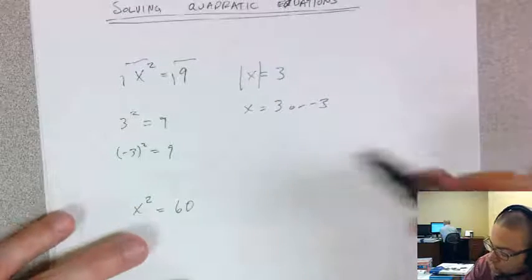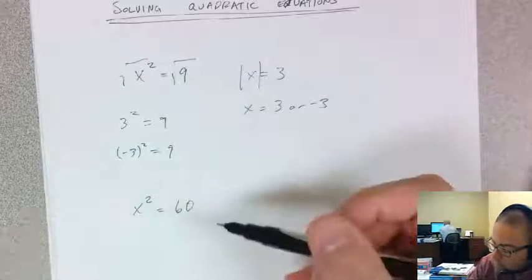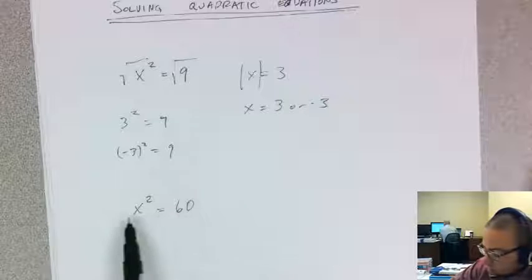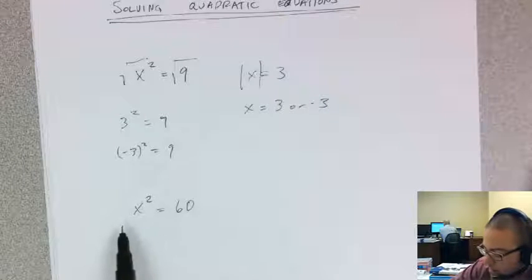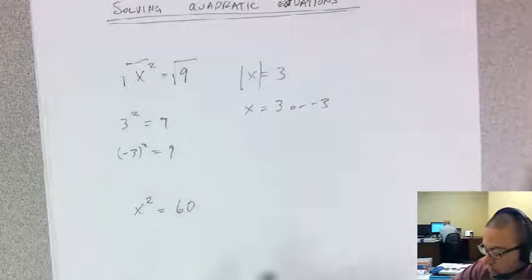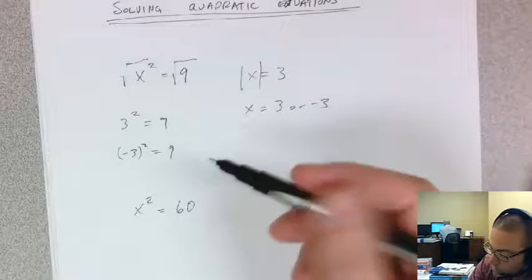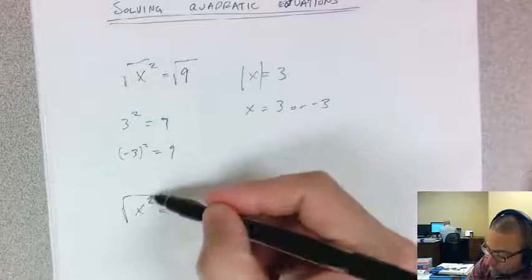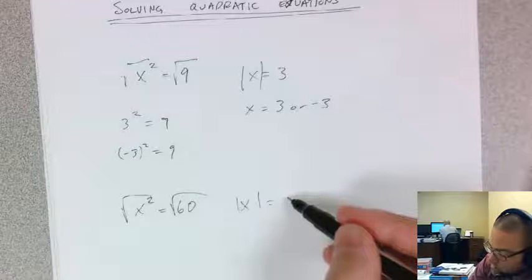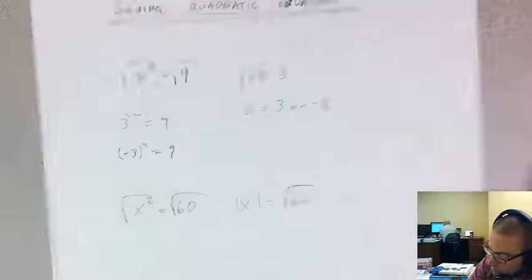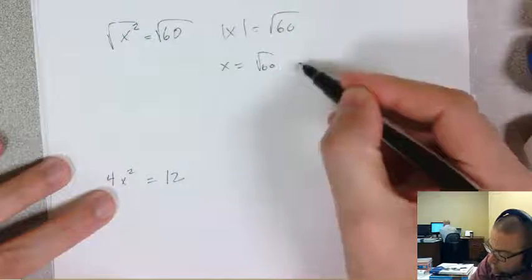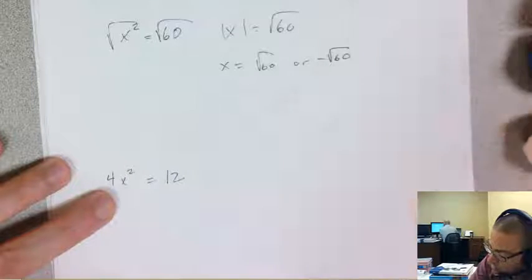Okay, so we're going to do the same thing with this type of equation. So when we multiply two things together to get 60, it's, well, 8 times 8 is 64, and 7 times 7 is 49. So neither of those whole numbers work, so it's going to be something between. So let's just go ahead and take the square root of both sides. So we get the absolute value of x is equal to the square root of 60. And so x is equal to the positive square root of 60 or the negative square root of 60.